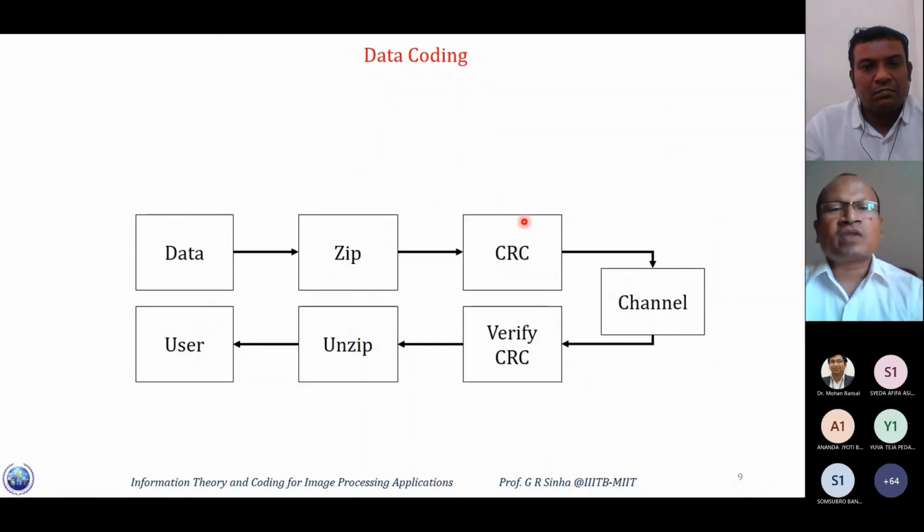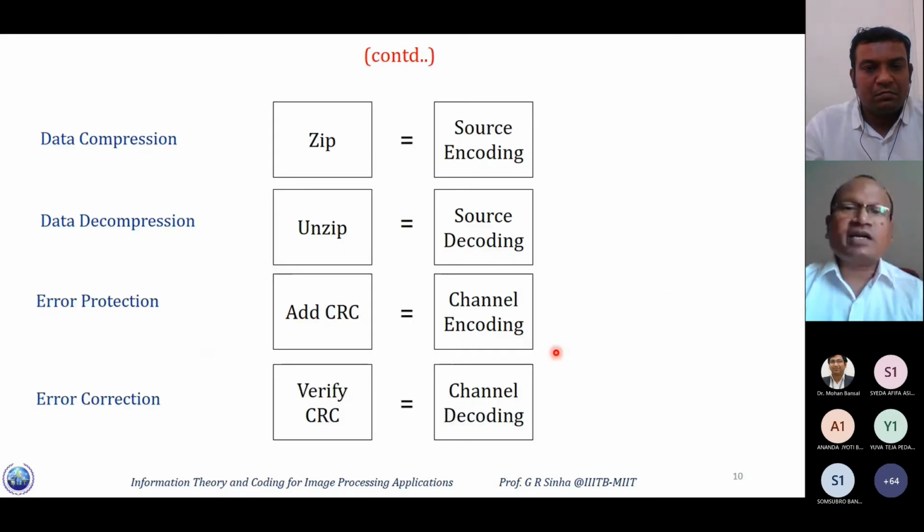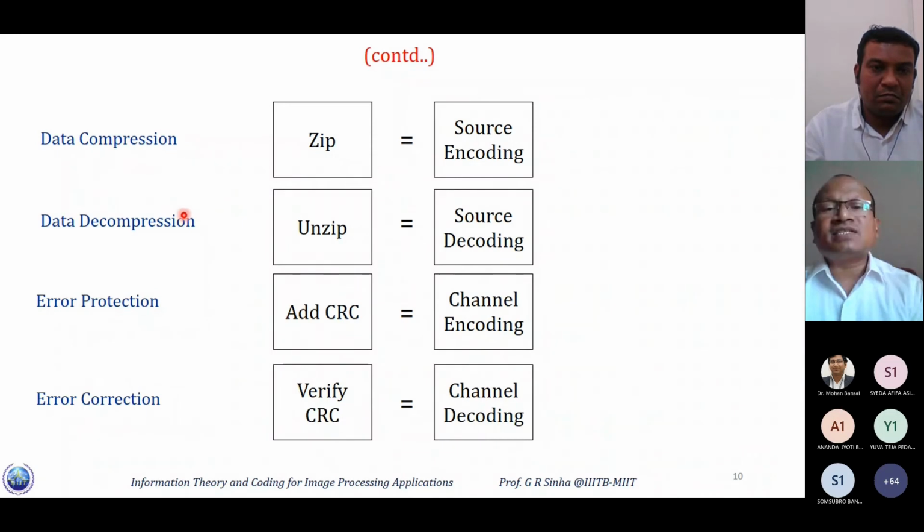So what we are doing, we are zipping it, and then we are using a certain type of coding technique called CRC. And the process is reversed while we are receiving the data. As you can see, it is very popular, for example, we use WinZip, WinRAR. So data compression is there. You can unzip by using source decoding.